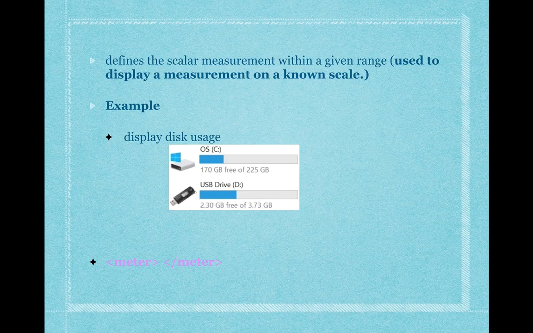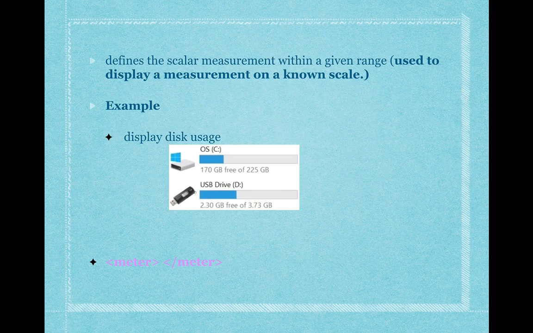An example is given here to display the disk usage. This picture shows the disk usage of C drive and D drive. A meter element can also be used to display the level of battery usage, temperature, etc.